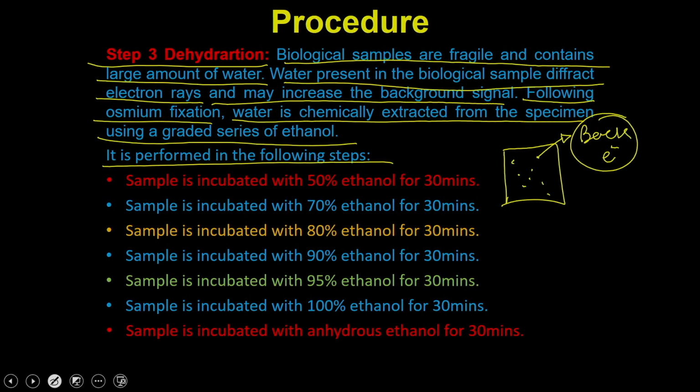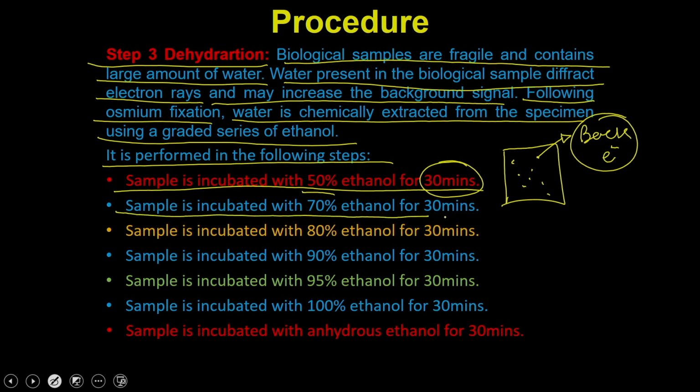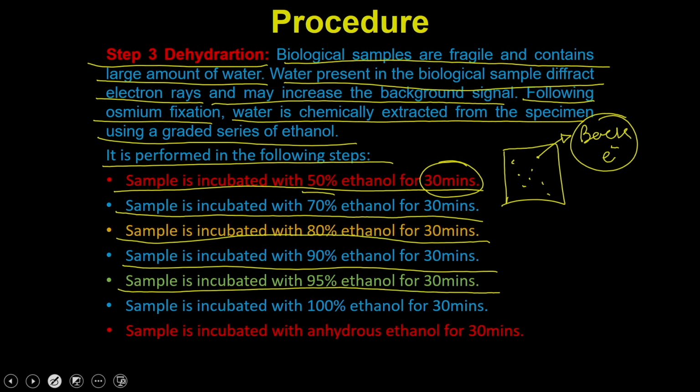For example, first you take the sample and incubate it with 50% ethanol for 30 minutes. That 50% ethanol is going to take up the water very slowly. Once equilibrium has been reached, you incubate the sample with 70% alcohol. So you have increased the alcohol further, and that is going to withdraw some more liquid. Then you incubate the sample with 80%, then 90%, and then 95%.